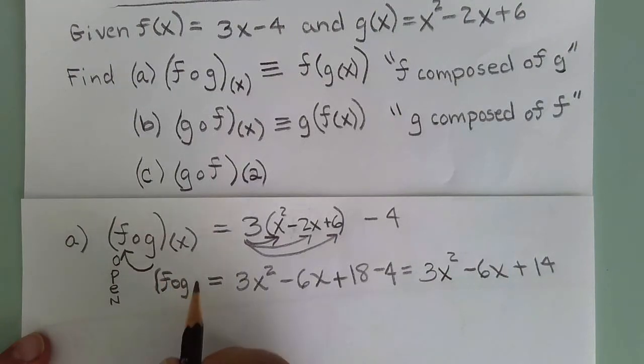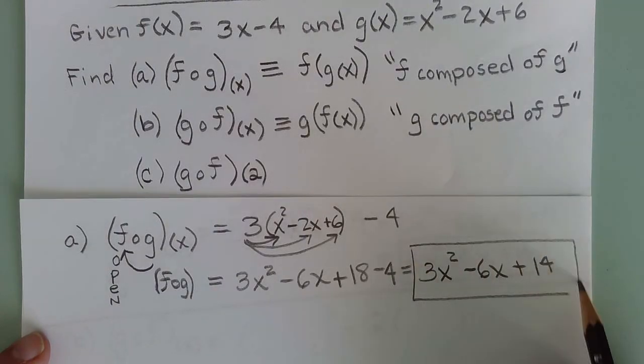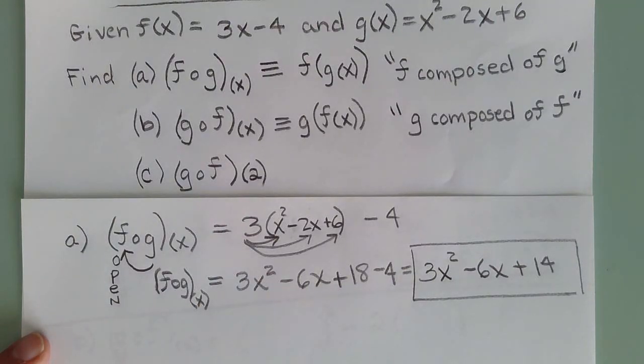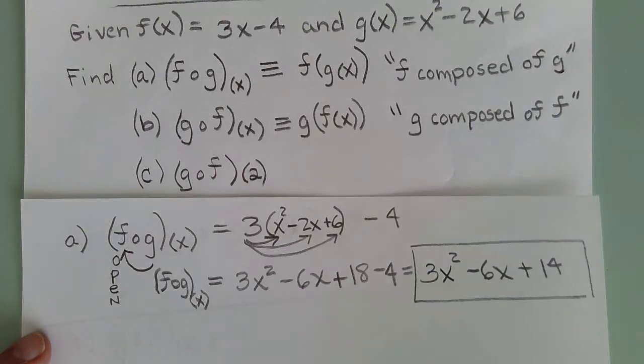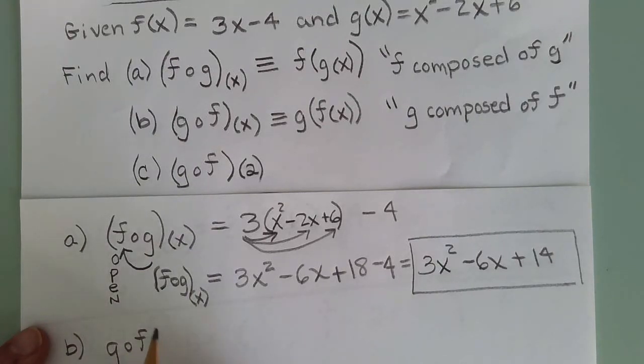The reason that there's a little x here is because this is f composed of g in terms of x. It is written using only the x variable, and that's why there's a little subscript of x, just so you understand the symbols that are being used there. So that's part A. Okay, part B, we're going to go back the other way, and we're going to do g composed of f in terms of x.